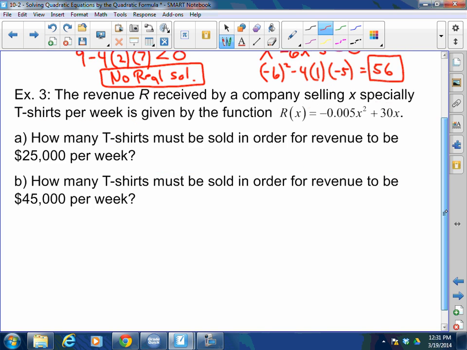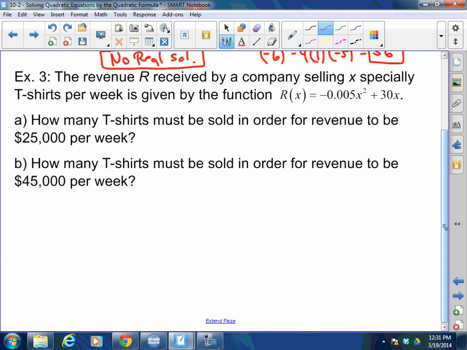Okay, next. The revenue R received by a company selling x t-shirts per week is given by the function R of x equals negative 0.005 x squared plus 30x. How many t-shirts must be sold in order for the revenue to be $25,000 per week? You are allowed to use a calculator for this because businessmen use computers and calculators. What they cannot do for you is set up the equation. You have to do that. But I'm going to let you use the calculator because of some pretty crazy numbers.